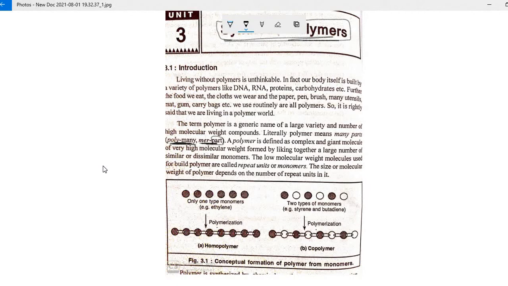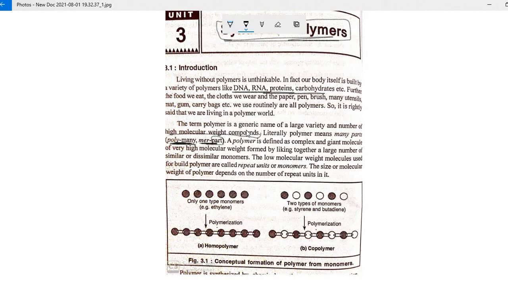Polymer. So in our human body there are so many compounds or structures like DNA, RNA, proteins and carbohydrates that are made up of so many parts. So they are called polymers. You can see here that DNA, RNA, proteins and carbohydrates are polymers. So polymers are high molecular weight compounds. They are made up of many parts, therefore they are called high molecular weight compounds.